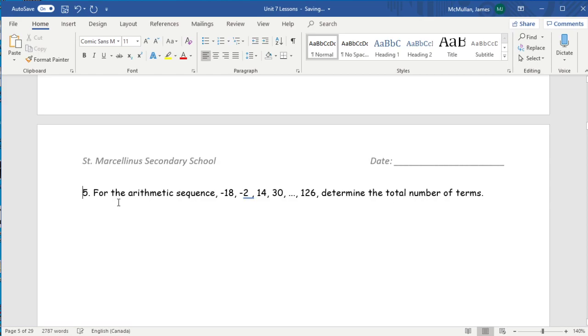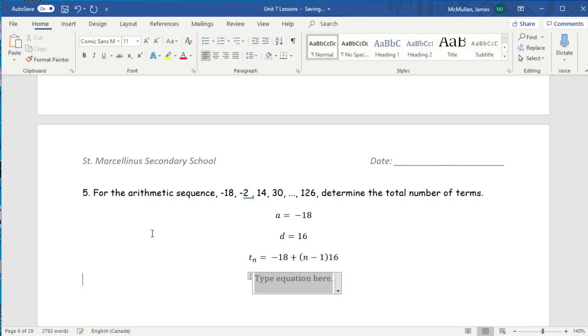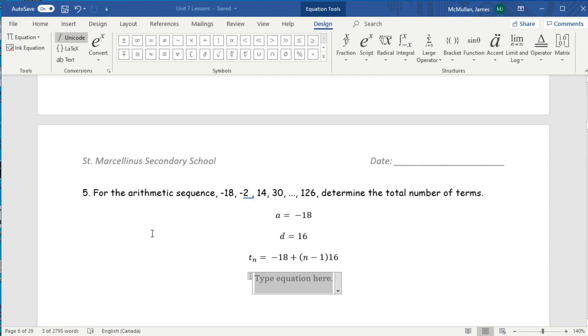Okay, for the arithmetic sequence -18, -2, 14, 30, ..., 126, how many terms are there? First of all, the first term is a. The common difference is positive 16, because in order to get to each term, I need to add 16 to get to the next term. So the general term would be -18 plus n minus 1 times 16. Now this time I don't know n, but I do know that Tn is equal to 126. That's the final term of the sequence. So I'm going to set 126 equal to -18 plus n minus 1 times 16.